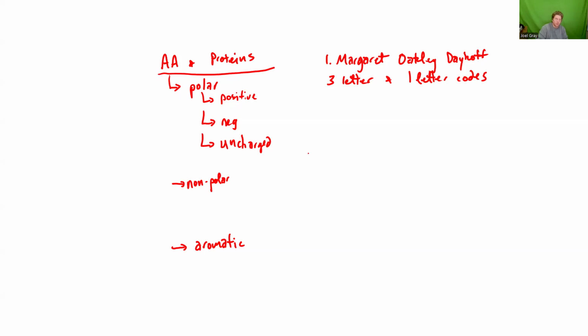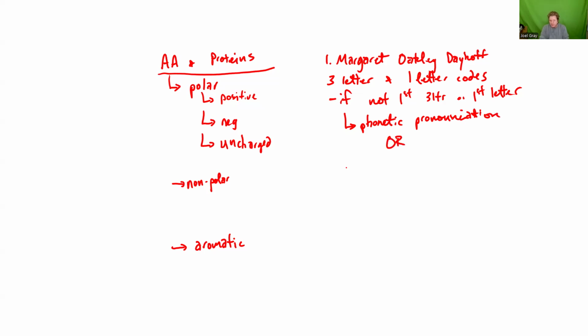Now, typically, the three-letter code is the first three letters of the amino acid name, and the one-letter code is the first letter of the amino acid. There are some outliers to that. If it's not the first three letters or first letter, then what you're looking at is going to be something like a phonetic pronunciation. Or if it's not phonetics, then it's going to be a pattern in the alphabet.